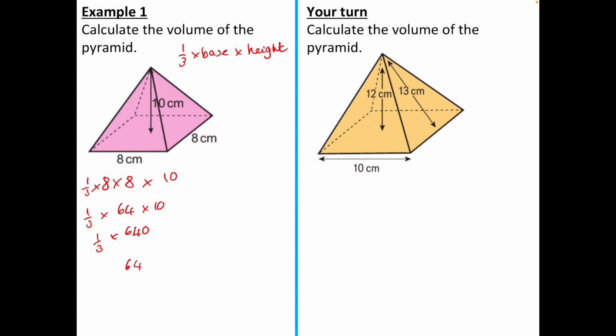Which gives me 640 over 3. There's really no need, unless they ask you to write that as a decimal or to simplify the fraction. That is a perfectly acceptable answer, as long as we have included units. We started with centimetres, so we finish with them. We have centimetres cubed. Can you please pause the video here and write down the example, then have a go at the one on the right on your own, and in a moment I'll start to solve it.